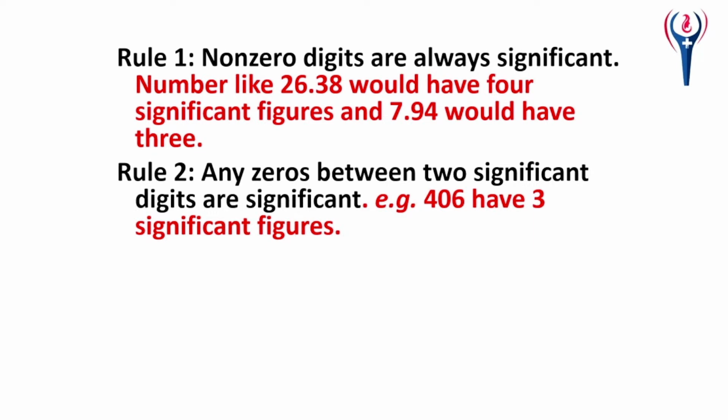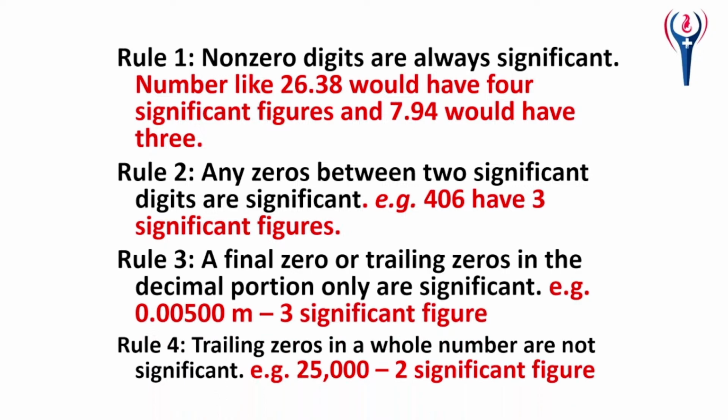Okay. Now rounding off. Rule 2. Any zeros between 2 significant digits are significant. Example, 406 has 3 significant figures. I said any zeros between 2 significant digits, so 0 is in between 4 and 6. Therefore 406 has 3 significant digits. And rule 3. Final 0 or trailing 0 in the decimal portion only are significant. Example, 0.00500 means 3 significant figures. And trailing 0 in a whole number is not significant. That is 2530, this 30 is not significant. Therefore 25, these two only are significant figures.